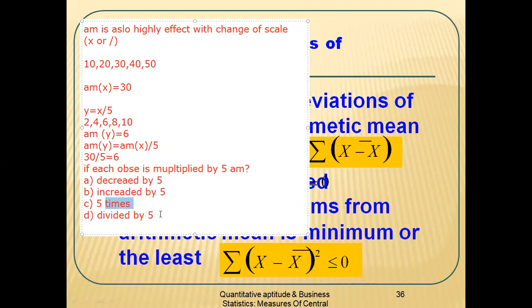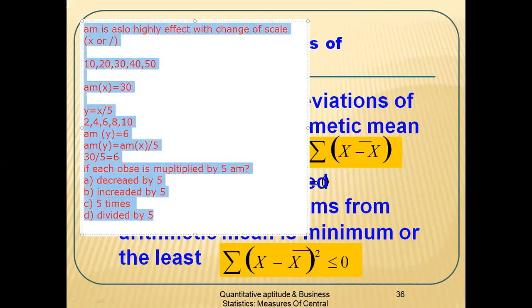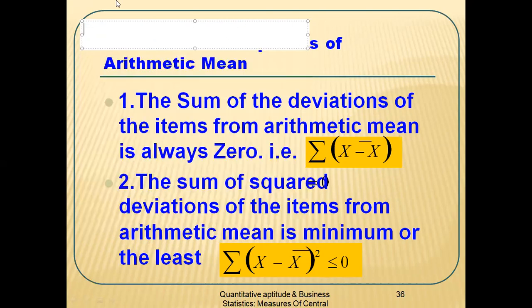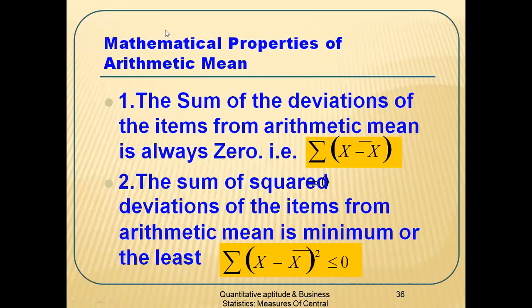So this is your property number 4. And we can come to a conclusion. The conclusion is that arithmetic mean is highly affected by both change of origin and change of scale.